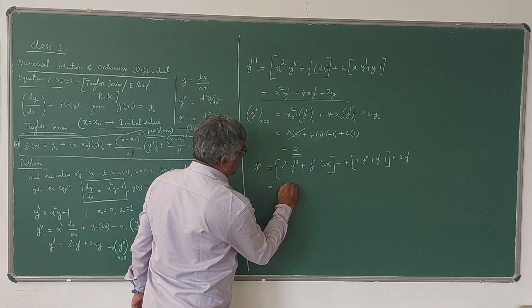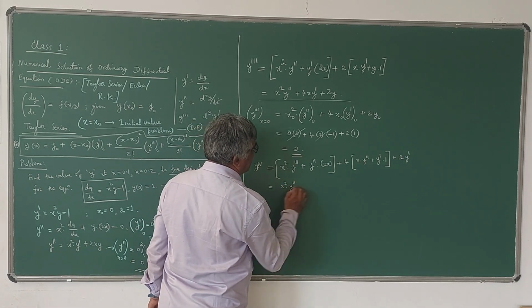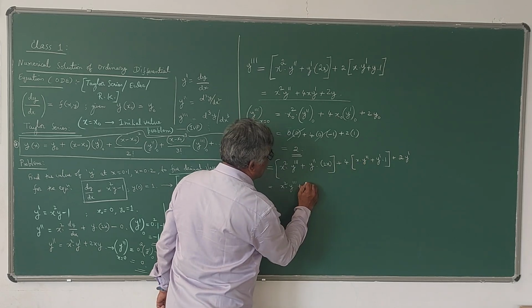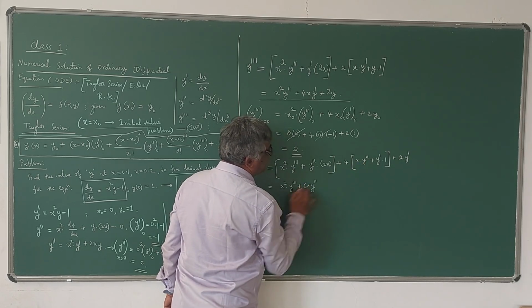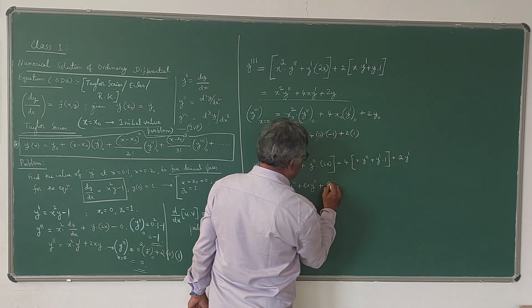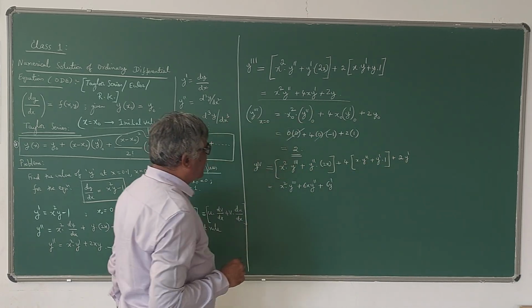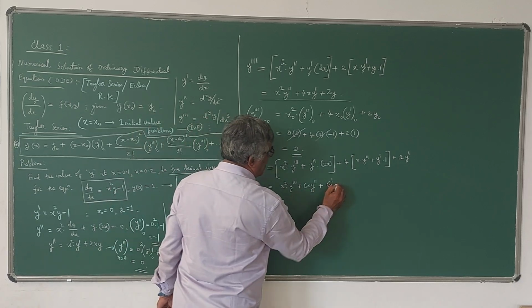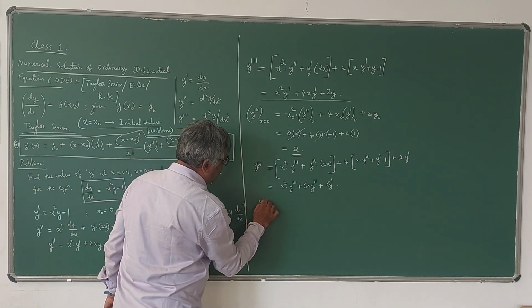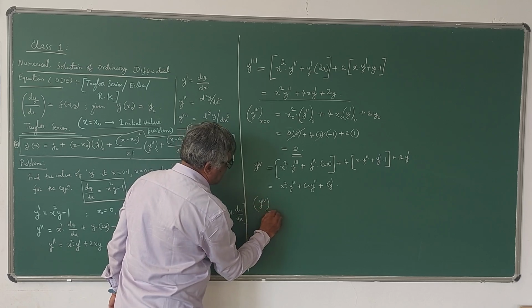This is x square y triple dash plus 2x y double dash plus 4x y double dash, which will be 6x y double dash, plus 4y dash plus 2y dash, which is 6y dash. Now this is the fourth derivative. Now I want the value of this fourth derivative at x is equal to 0.